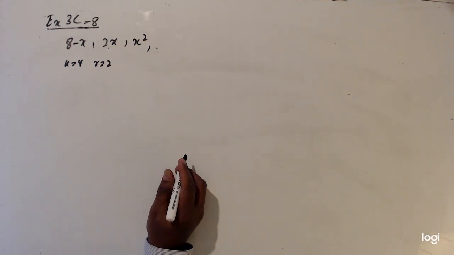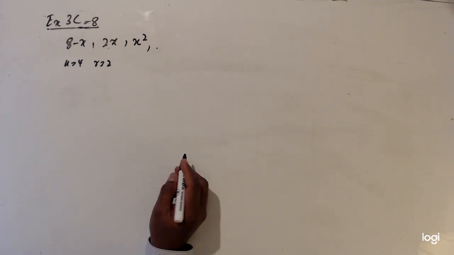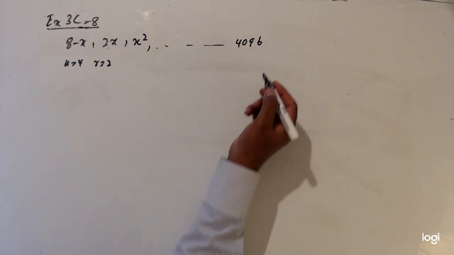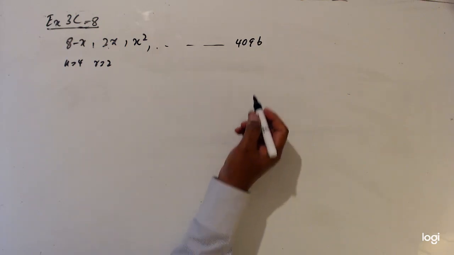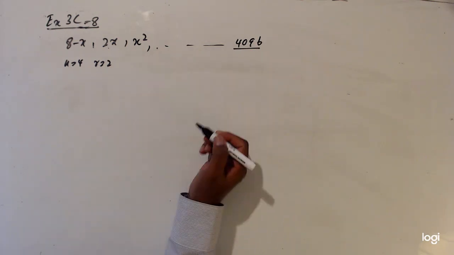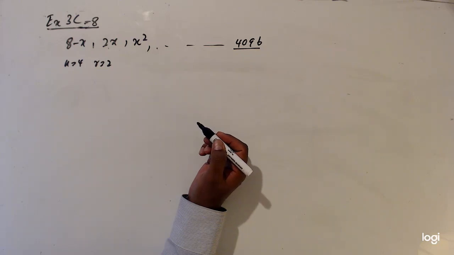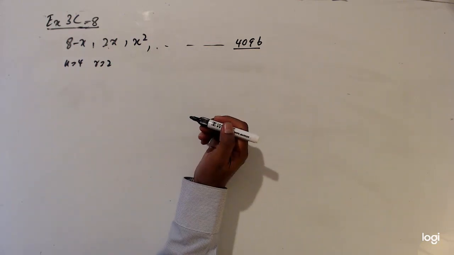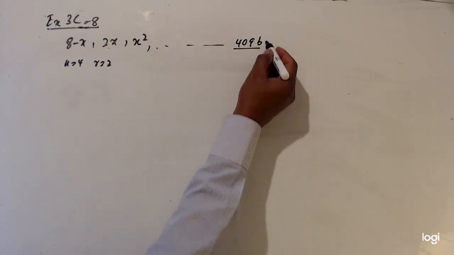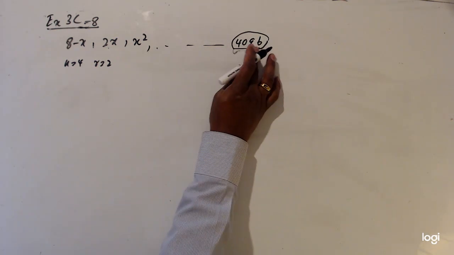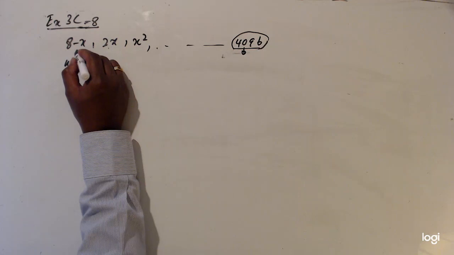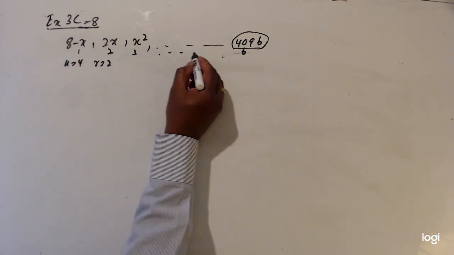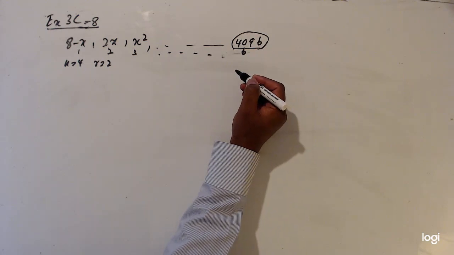Part C of this question: we want to see whether 4096 is a term of this sequence. If this is a value of the sequence, then there should be a term number that exists. So this is term number 1, 2, 3. Likewise, there should be a valid term number.